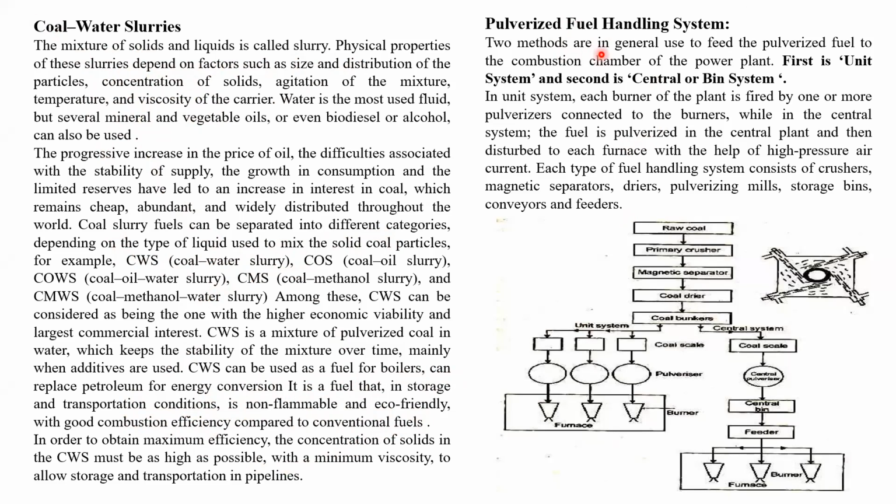Okay. So the pulverized fuel system means fine particles. In fuel handling systems there are two systems: the unit system and the central bin system. In the unit system there are separate pulverizers, and the pulverized fuel flows separately through the pipeline to the burners. Whereas in the centralized system there is a central pulverizer, and the fuel is collected in the central bin, and as per need it is sent through the feeder to the bunkers. That is the difference between the unit system and the centralized system.